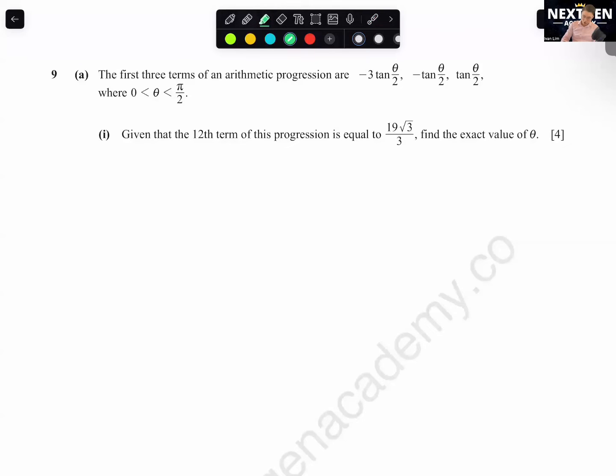So we start with the definitions first. Arithmetic progression follows plus or minus a common difference. The 12th term is 19 root 3 over 3. Let's write down all the definitions first. Your nth term is a plus n minus 1 times d. What is your A? A equals negative 3 tangent theta over 2. For D, you take the next term minus the previous term. So I just take negative tangent theta over 2, the second term minus the first term.